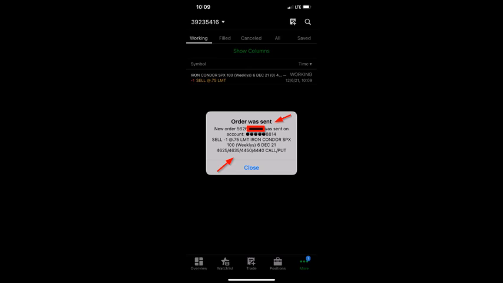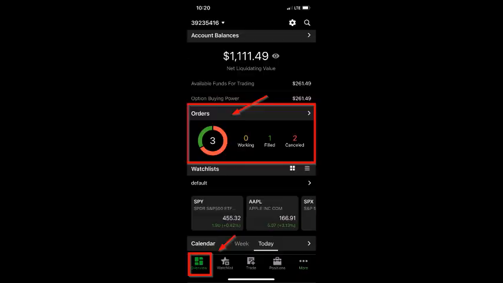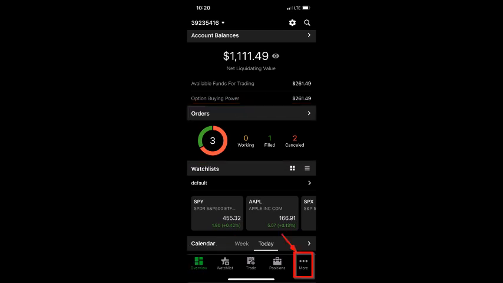If you go to the Overview tab, Orders section, you'll see the current status of your orders. Working means that the order is in a queue waiting to be filled. Filled means that the order was executed. And cancel means the order was halted for some reason. So you can also tap the 3 dots, More tab, and tap messages to see more details about your trades.